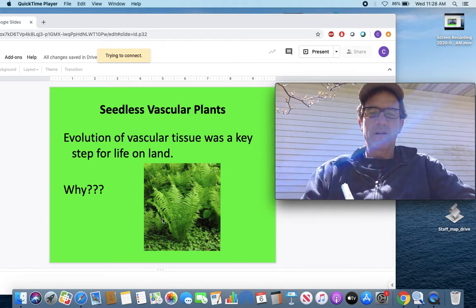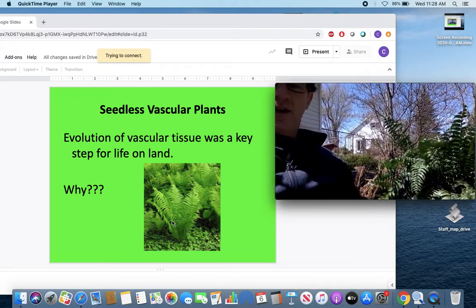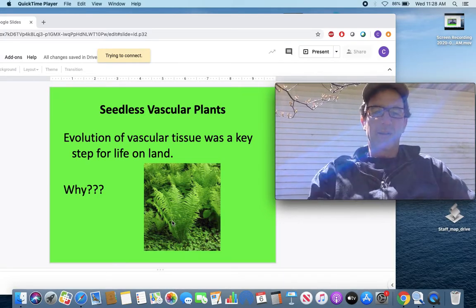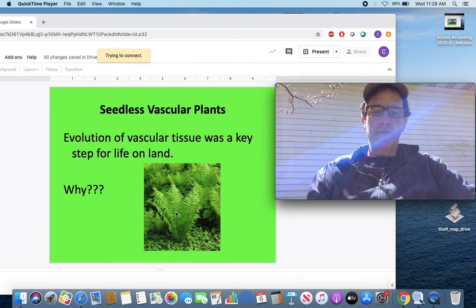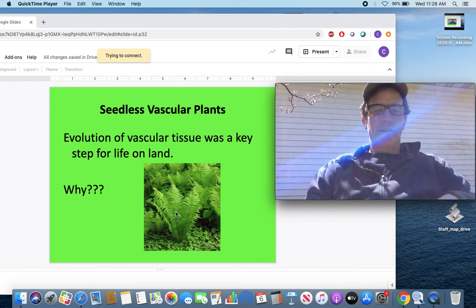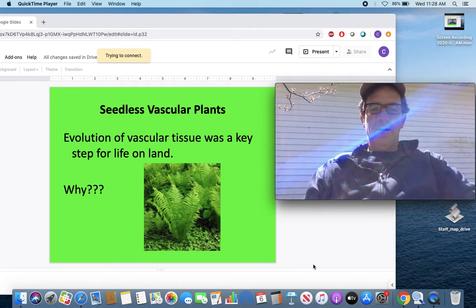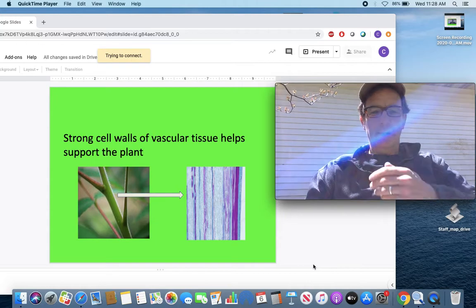However, this fern here, by the way, is an actual fern from my house, has this vascular tissue, and you can see the upright stems that allow them to stay strong and resist gravity. Okay, that's really, really important. Okay, so here's just an image of this.